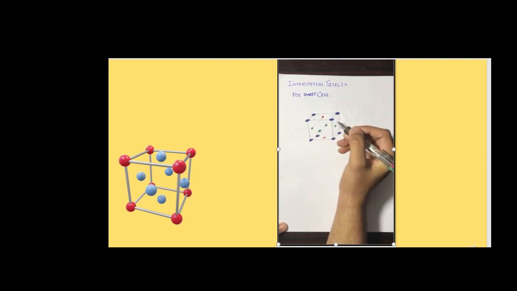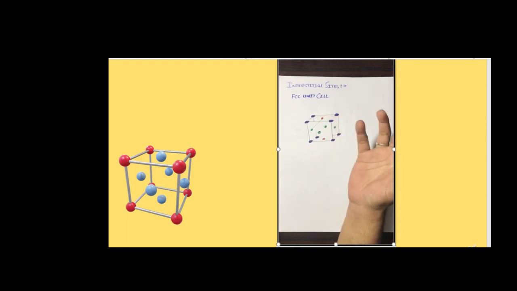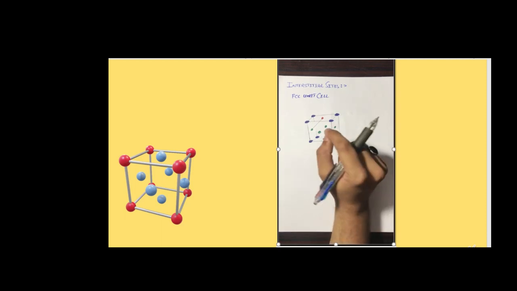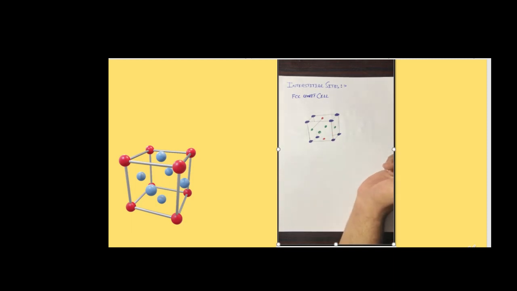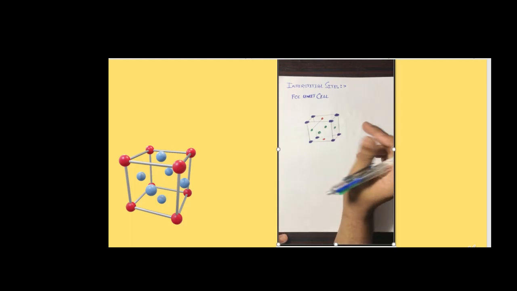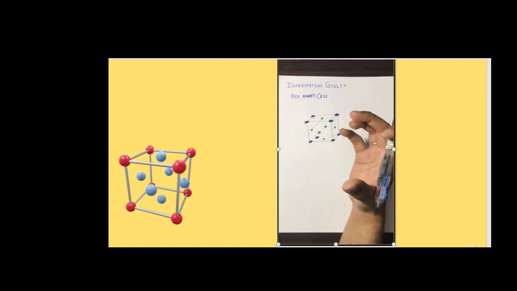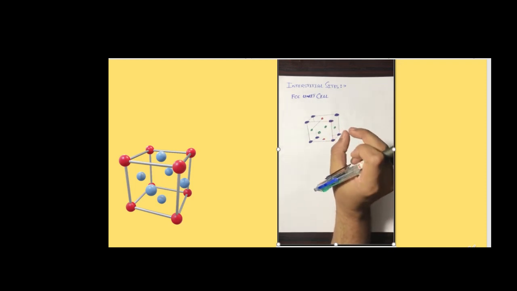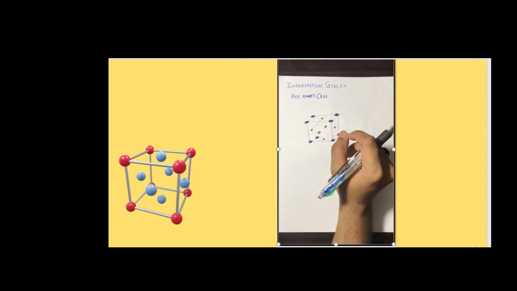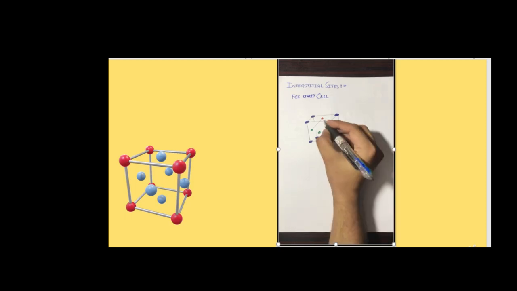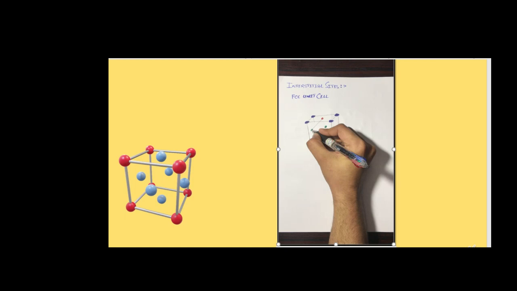And what is the interstitial site? It is basically the vacant space in the unit cell. So the more densely packed any unit cell is, the less vacant space it will have. As you must have studied in chapter number 3, the FCC unit cell has the greatest atomic packing factor. So it means it is the most densely packed structure. That's why it has a very small vacant space in it compared to the BCC cell or the simple cubic unit cell. So we have one atom here, one here.